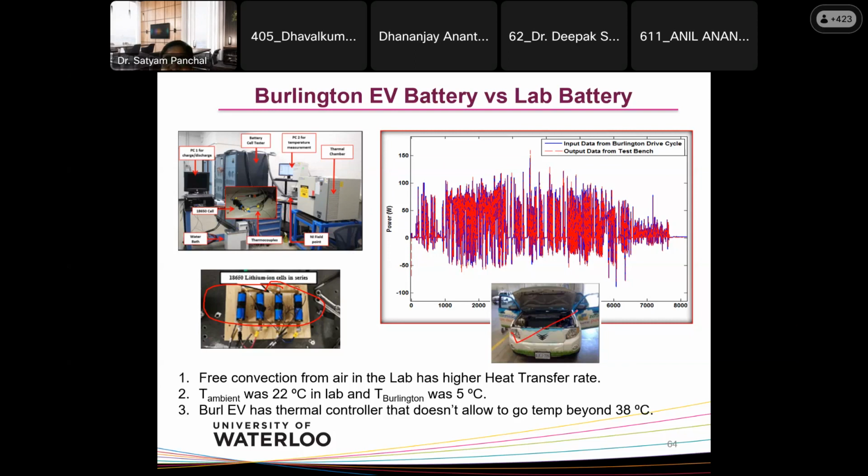Since this vehicle has 18650 cells, we scaled down from pack to cell, and then we did the cell testing inside the lab. Basically we used the same real-world drive cycle fed into this testing, and here you can see the power input from the drive cycle and the output from the test bench. Free air convection was used for this, the ambient temperature was 22 degrees, Burlington high was 5 degrees, and the EV has thermal control. This electric vehicle has a thermal controller, so if temperature goes beyond 38 degrees C, it starts cooling.